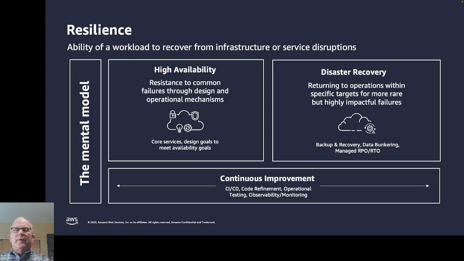Continuous improvement entails things like implementing DevOps practices such as CI/CD to automate your delivery pipelines, introducing failures on an ongoing basis to test your system and test your teams for weaknesses, and implementing ongoing observability and monitoring practices.